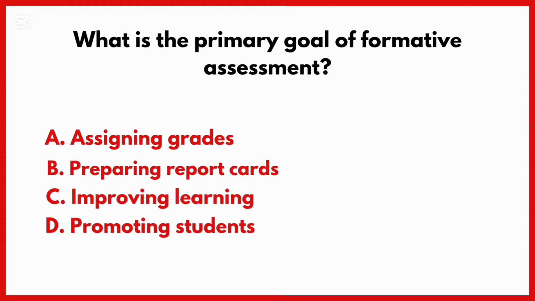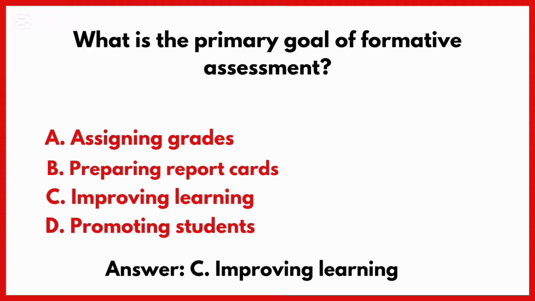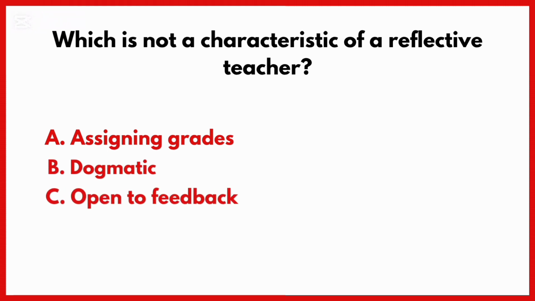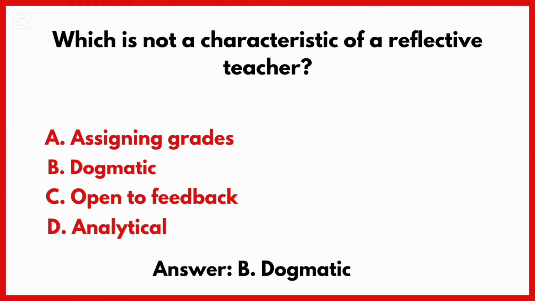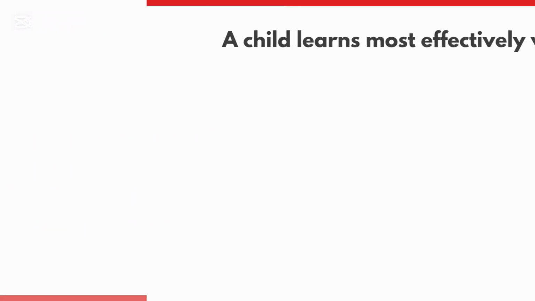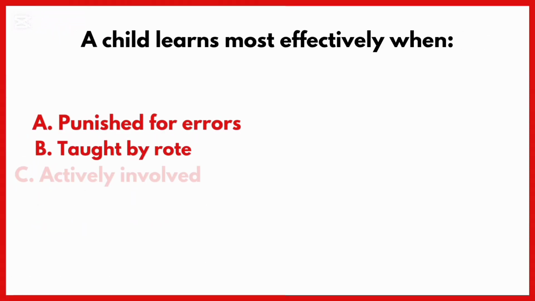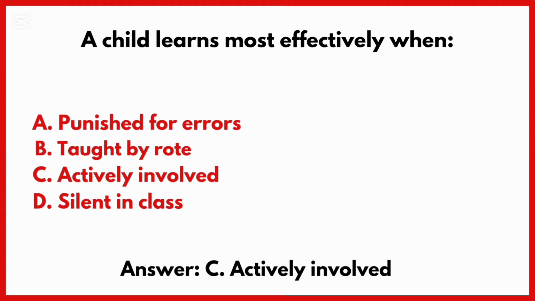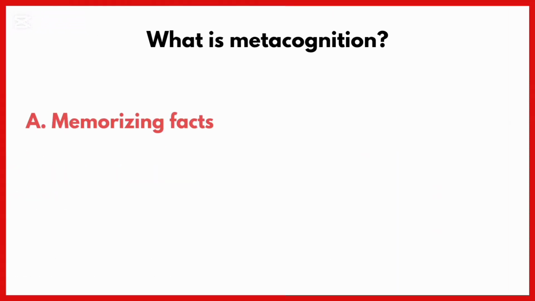Correct answer is option C. Improving learning is the primary goal of formative assessment. Which is not a characteristic of a reflective teacher? Correct answer is option B. Dogmatic is not a characteristic of reflective teacher. A child learns most effectively when. Correct answer is option C. When actively involved. What is metacognition?